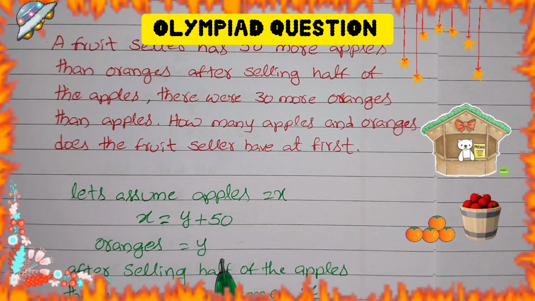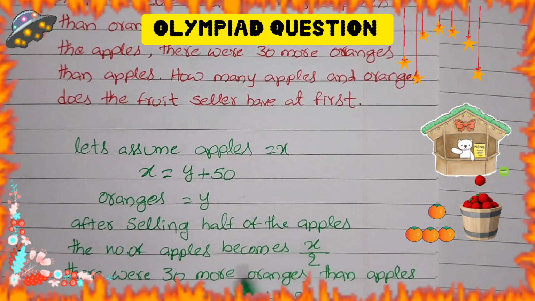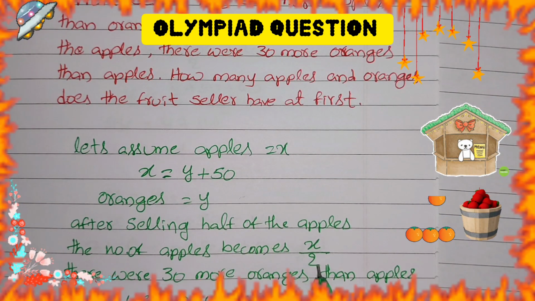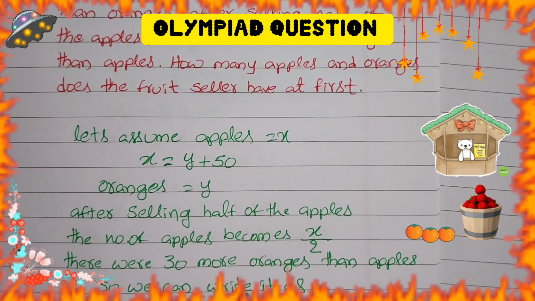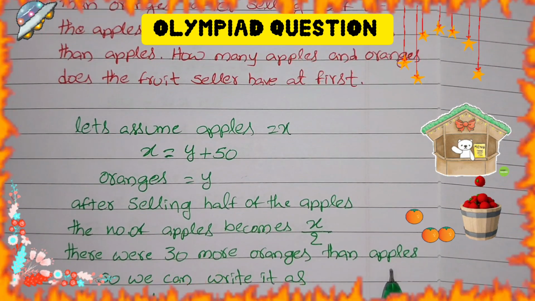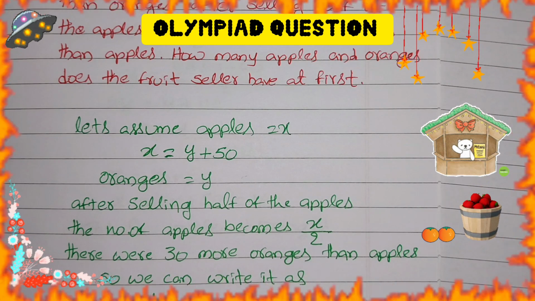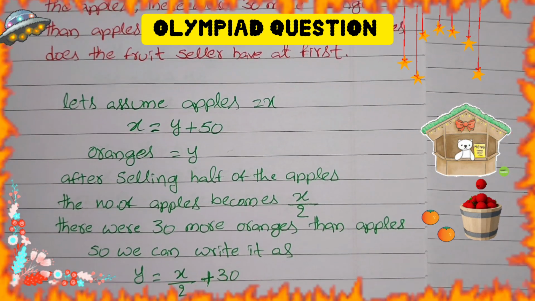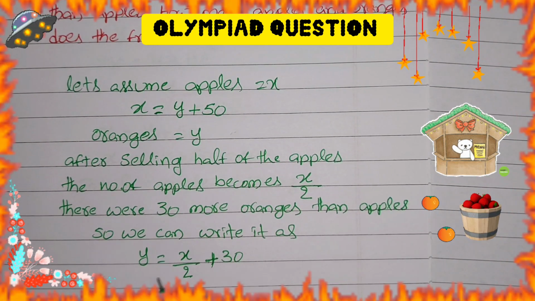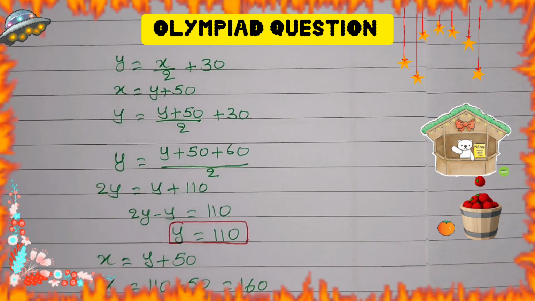After selling half of the apples, the number of apples becomes x by 2, because they are saying half of the apples. So it will become x by 2. There were 30 more oranges than apples. So we can write it as y equals x by 2 plus 30, because the number of apples is x by 2 and there are 30 more oranges than apples.